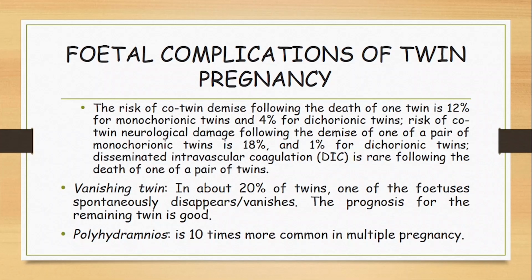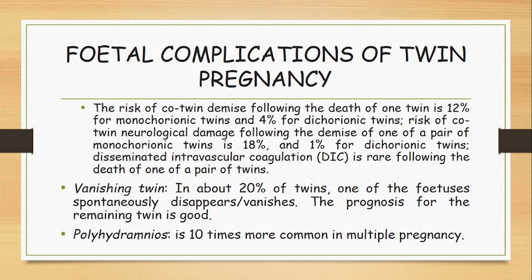The risk of co-twin demise following the death of one twin is about 12% for monochorionic twins and 4% for dichorionic twins. Disseminated intravascular coagulation is a rare complication following the death of one of a pair of twins.